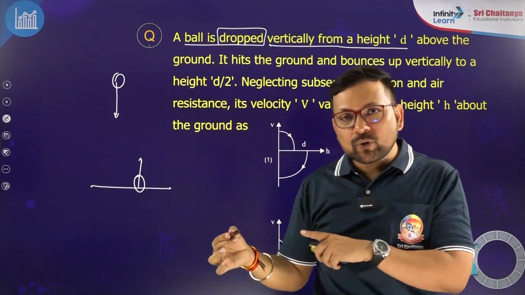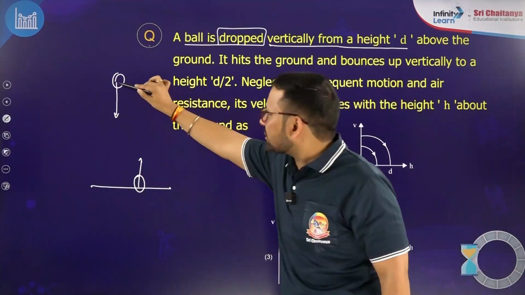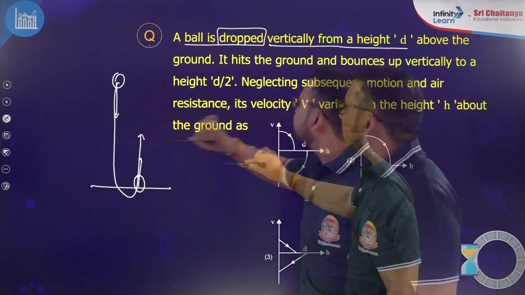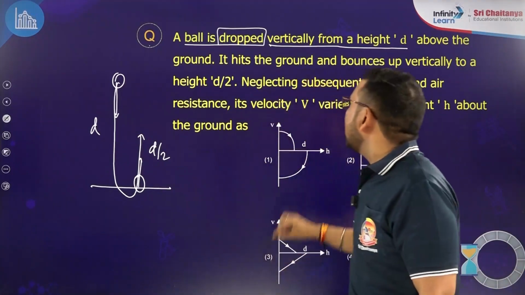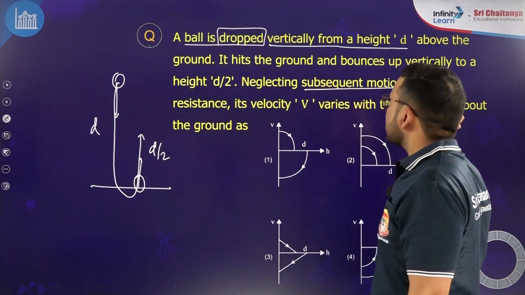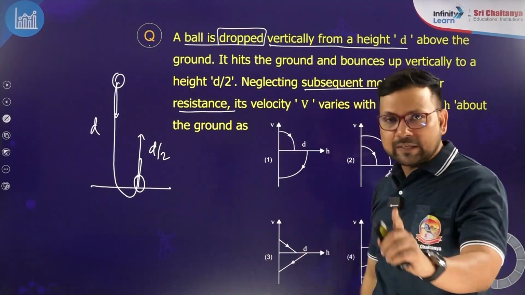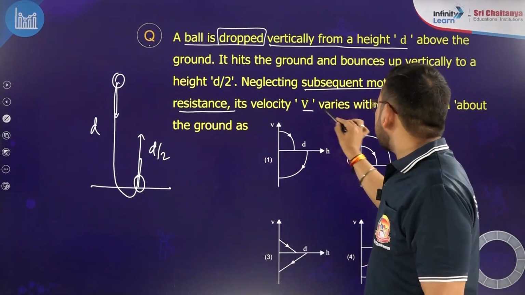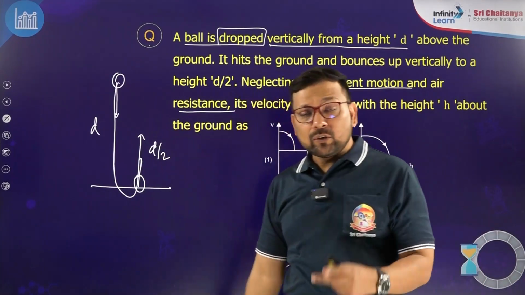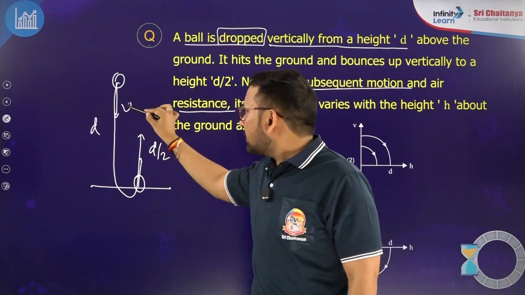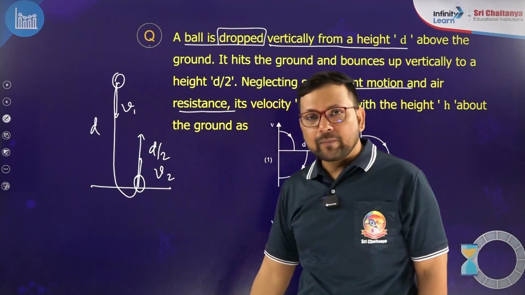There are two types of motion: one is drop, one is up, in the same question. Drop, up. But the heights are not the same. This is d and here is d by 2. Neglecting subsequent motion and air resistance, we don't have to discuss anything else here, only gravity. Its velocity v varies with height. How many v are we having? Two: one downward, let's say v1, and one upward, let's say v2.